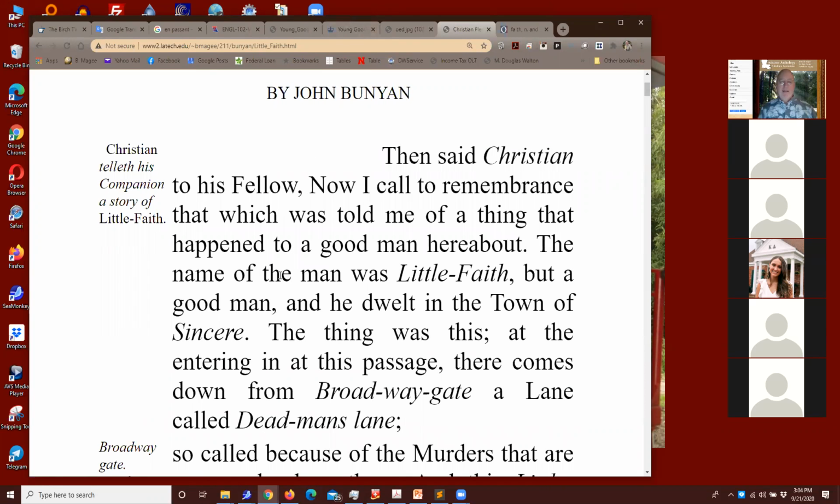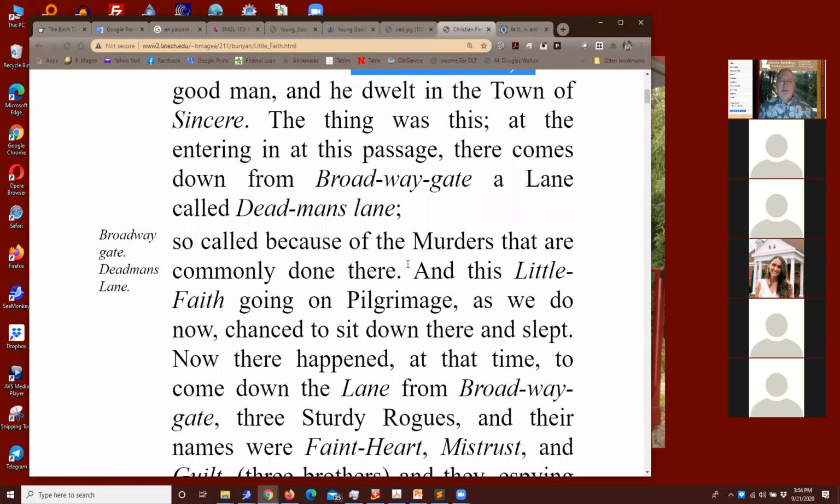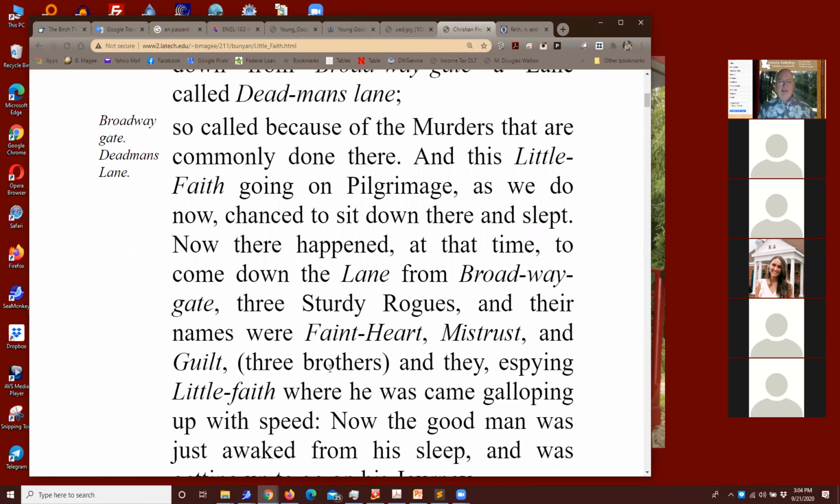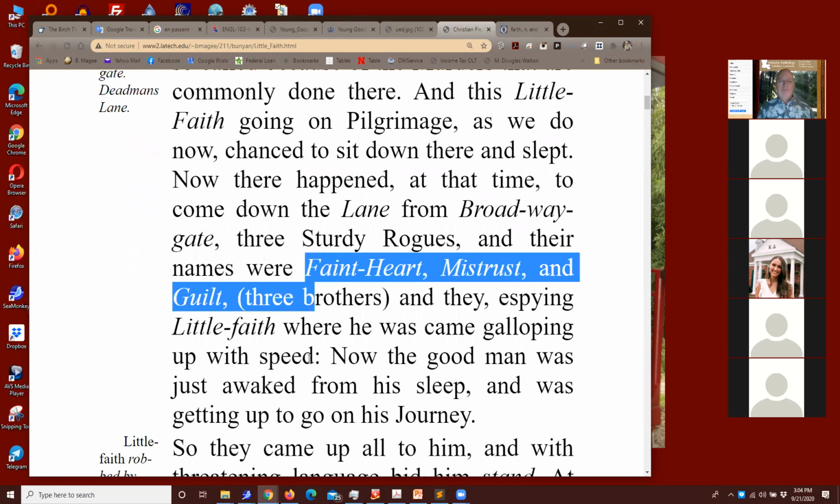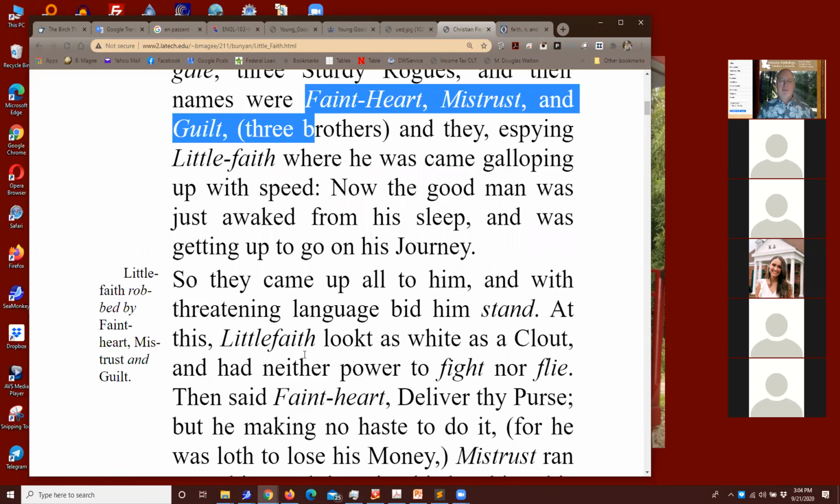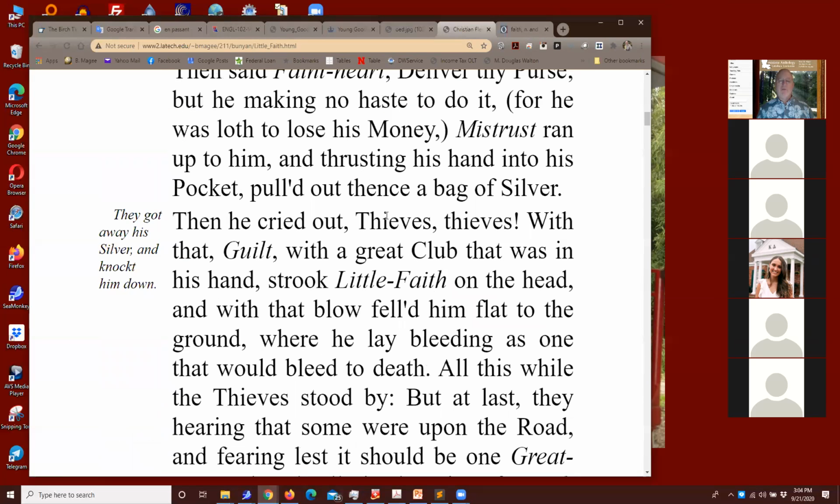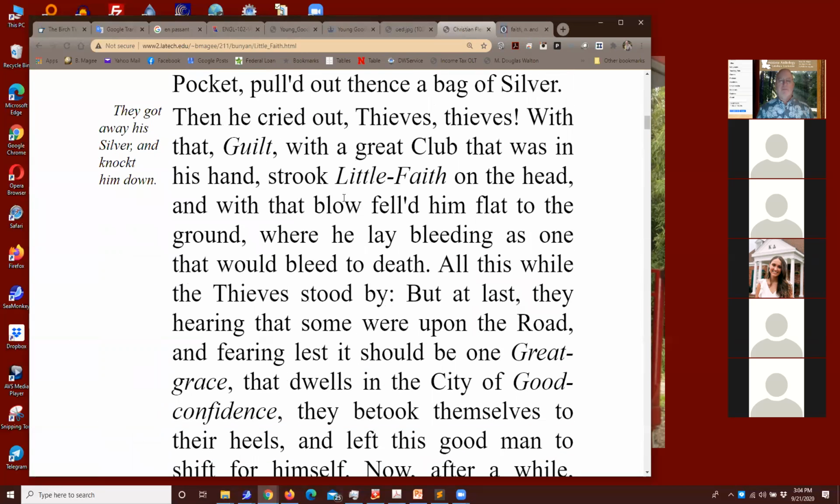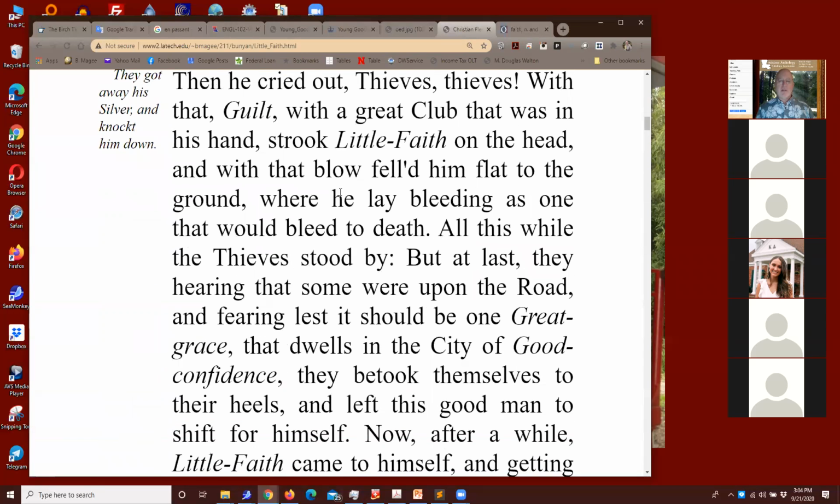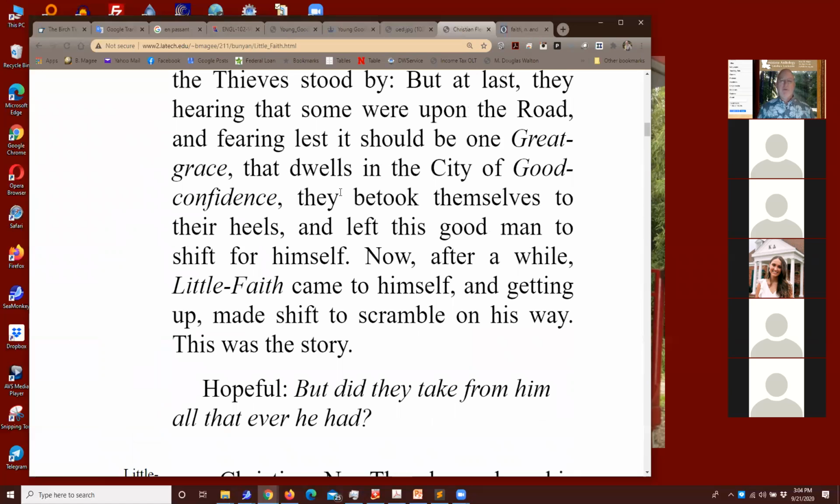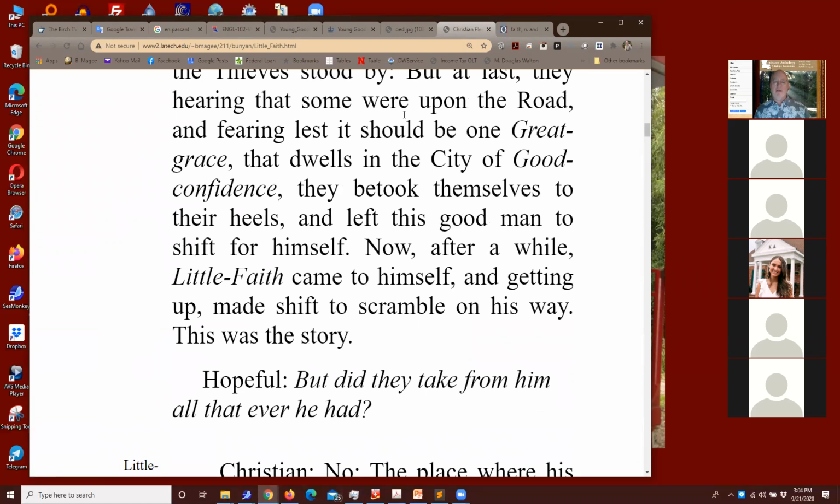So I was reading and I came across Goodman Little Faith, who was beset by faint heart, mistrust, and guilt. They woke him up. They took his money. Then mistrust rushed up to him, put his hand in his pocket, pulled out a bag of silver. They struck him on the head, and they went away because they were afraid of Great Grace, who lives in the city of good confidence.